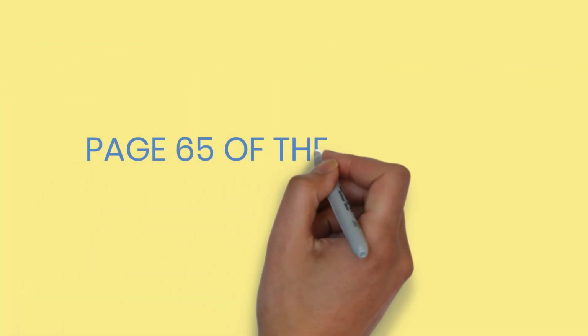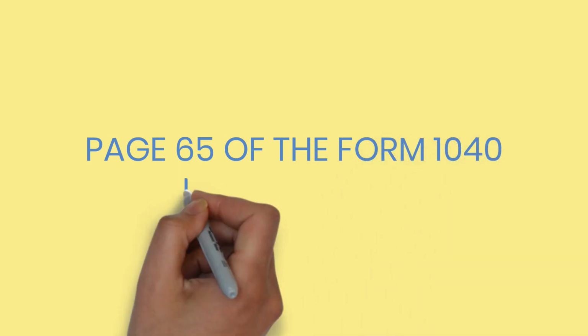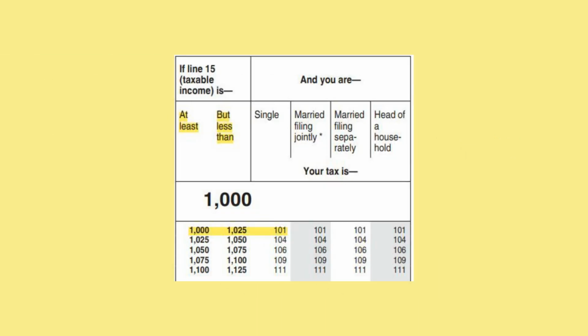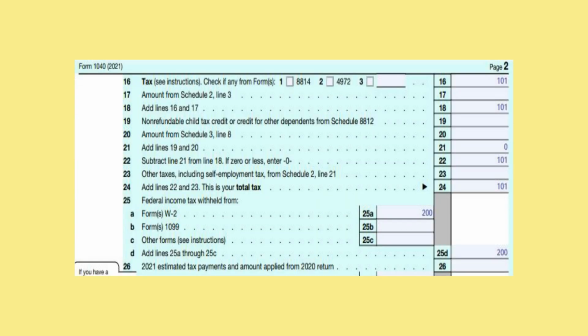Next, we will calculate your tax. You can find the tax tables beginning on page 65 of the Form 1040 instructions. Since you had taxable income of at least $1,000, but less than $1,025, and you are single, your tax is $101. Put that amount on line 16 and carry it down to lines 18, 22, and 24, as you have no other taxes or credits.